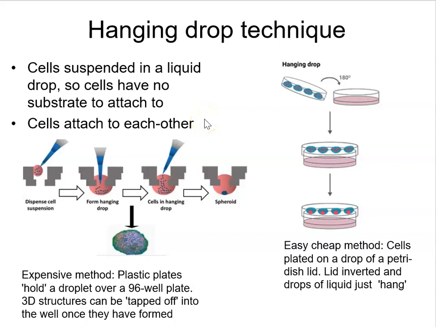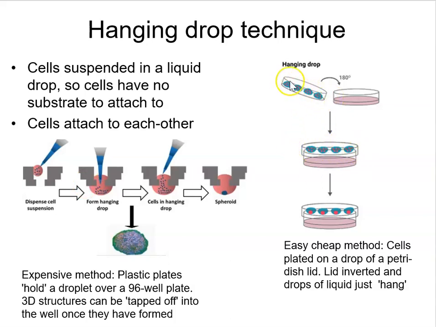Now cells like to stick to plastic, and when we grow cells in normal cell culture, they stick to the plastic aided by the extracellular matrix proteins that are present in fetal calf serum. So when we grow cells in normal cell culture, we put in fetal calf serum that contains growth factors, but it also contains extracellular matrix proteins, and these encourage cells to stick to the plastic.